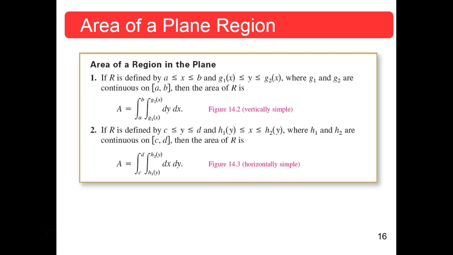If R is defined with y between two limits, and x between two functions of y, h1 of y and h2 of y, where they're continuous everywhere on [c, d], then for the area of R you just reverse the order of integration to get the variable limits on the inside and the constant limits on the outside. The variable limits here are the x variables: x is a function of y, going between h1 of y and h2 of y. So you do that first and then do the integral on the outside, which is with respect to y going from c to d.